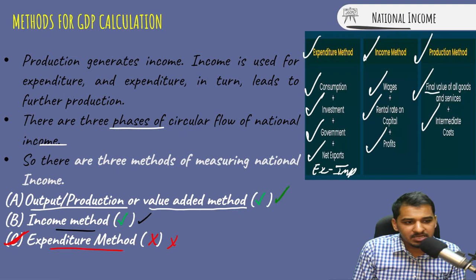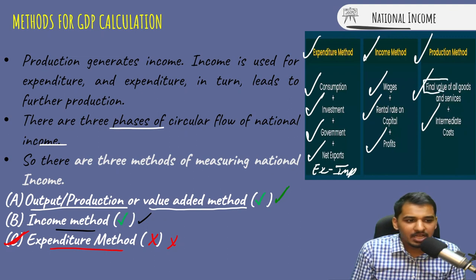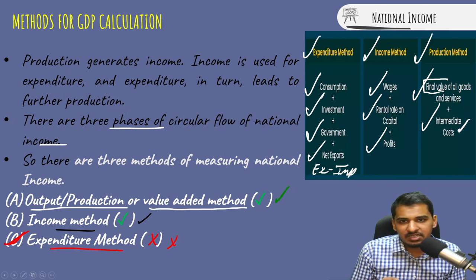Just remember that this is the final value of all goods and services, not any intermediate goods and services. And if any kind of intermediate costs are involved, suppose a transportation cost is involved, then we will count it if any intermediate kind of cost is there.